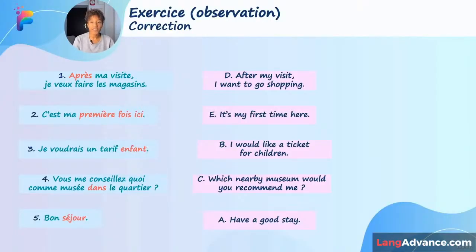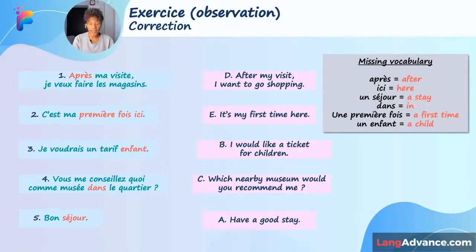Now let's have a look at the missing vocabulary. Après means after. Ici means here. Un séjour is a stay. Dans is in. Une première fois, a first time. Un enfant, a child. Did you link all the sentences correctly? And did you find all the missing vocab?